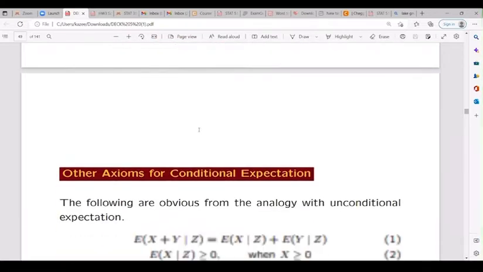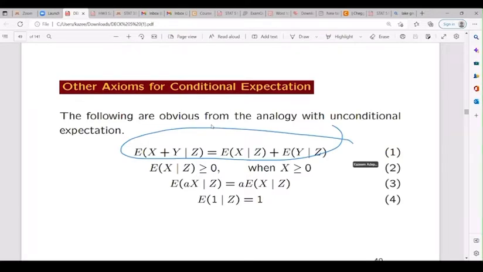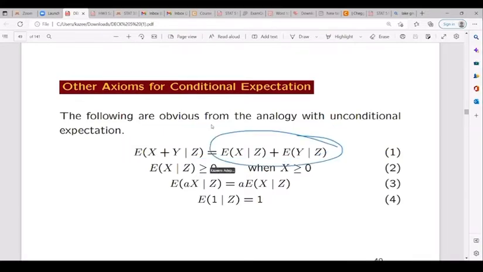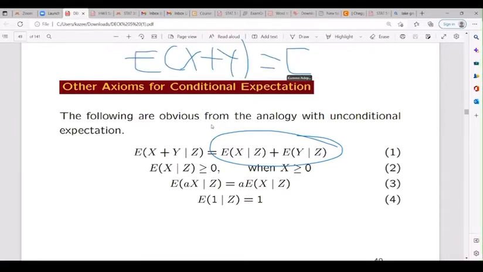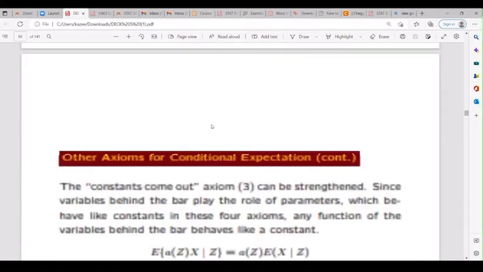Now, remember the axioms for conditional expectation. The expected value of x plus y given z is basically going to be that. You remember when we did the linearity of expectation the other time, we normally have this, right? But now, conditionally on z, we're going to have that. That's so easy, right? Provided the expected value of x given z is greater than or equal to 0. Now the constant is going to come out. So just take note of that.